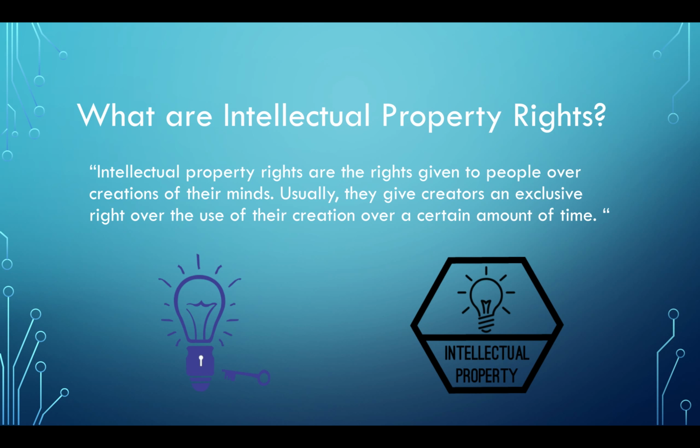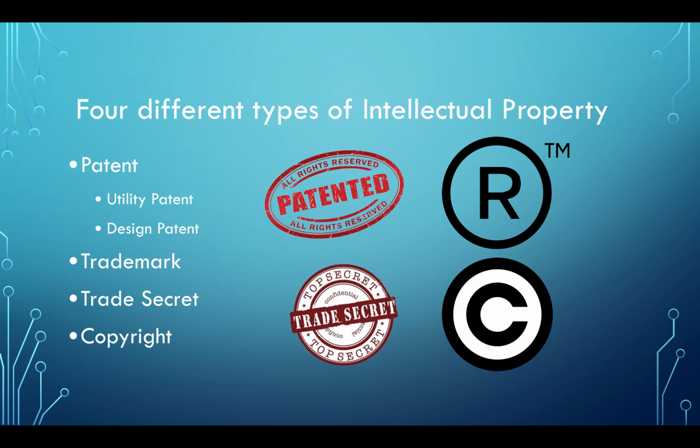So, what are intellectual property rights? Intellectual property rights are the rights given to people over creations of their minds. Usually, they give creators an exclusive right over the use of their creation over a certain amount of time. There are four different types of intellectual property: patent, trademarks, trade secrets, and copyright.